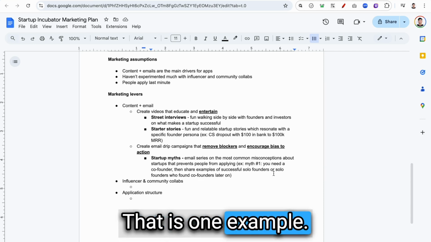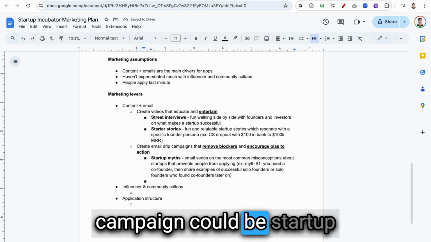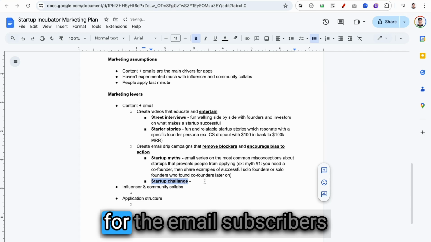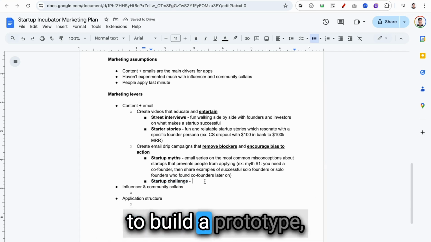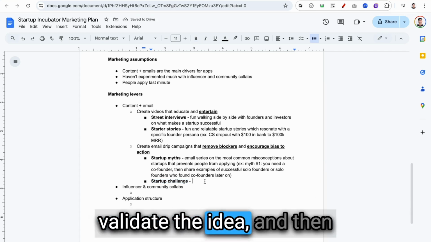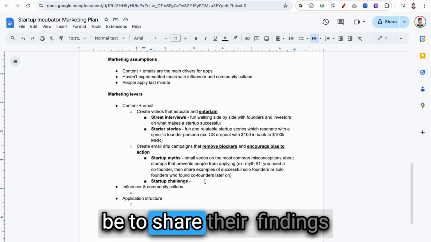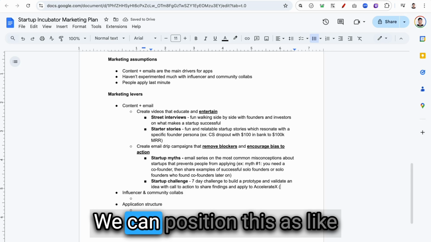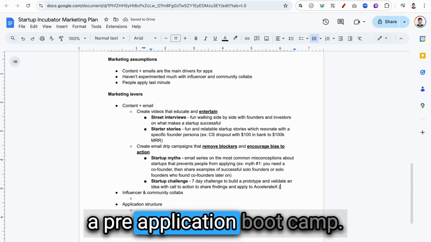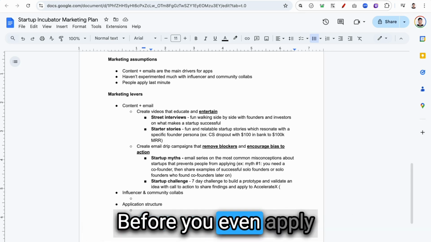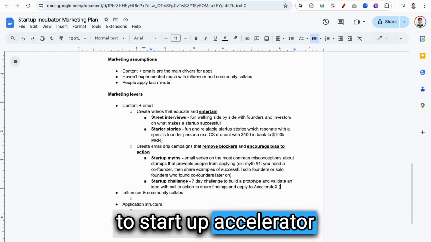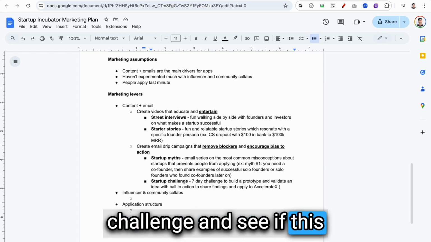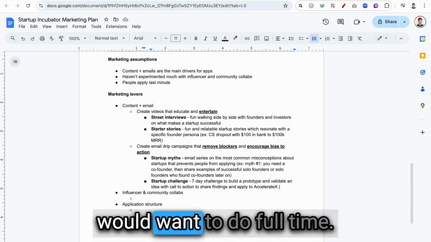That is one example. The next email drip campaign could be a startup challenge. This could be a 7-day challenge for the email subscribers to build a prototype and validate the idea, and then the call to action would be to share their findings and apply to Accelerate X. We can position this as a pre-application bootcamp. Before you even apply to the startup accelerator, we invite you to do this challenge and see if this is something that you would want to do full time.